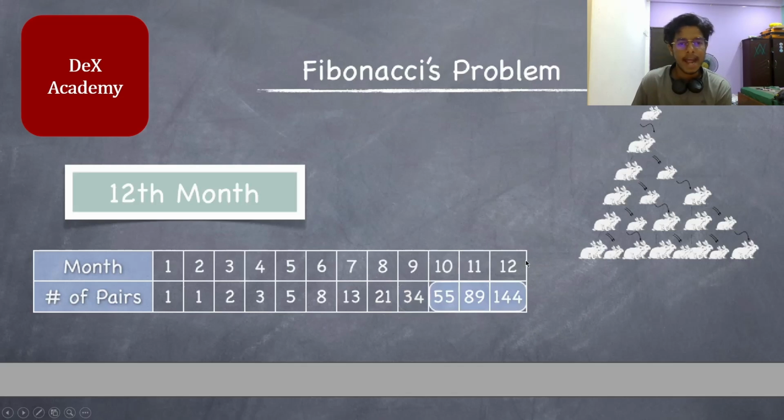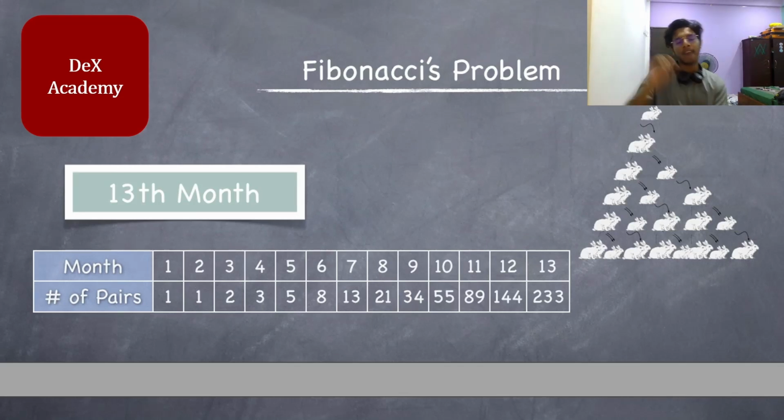As you can see here, at the beginning of the 12th month, 144 rabbit pairs are produced. But is that the answer that we want? No. We need the number of rabbits after 12 months, not at the beginning of the 12th month. So we need to calculate up to the beginning of the 13th month. So let's add the Fibonacci sequence once more. And the total number of rabbit pairs after 1 year on the island is 233. Now that is our answer.